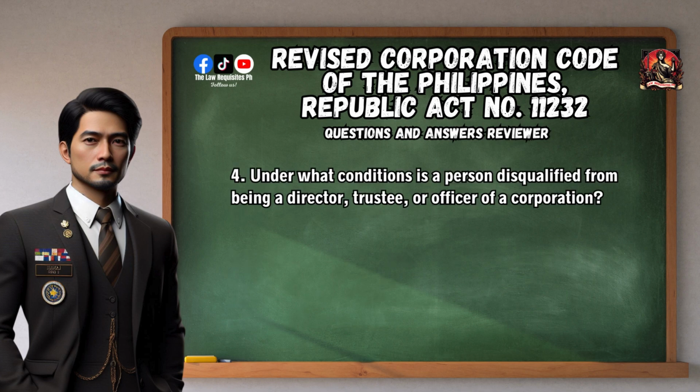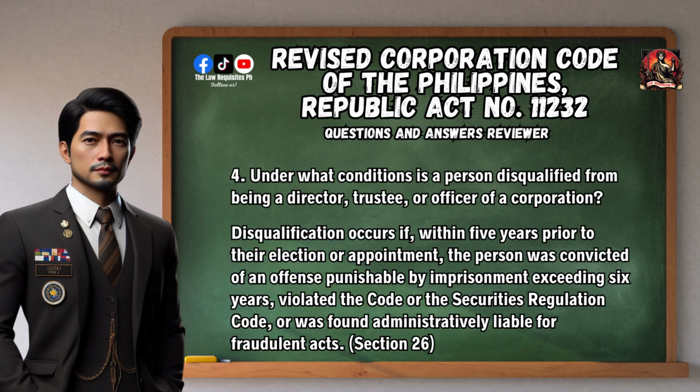4. Under what conditions is a person disqualified from being a director, trustee, or officer of a corporation? Disqualification occurs if, within 5 years prior to their election or appointment, the person was convicted of an offense punishable by imprisonment exceeding 6 years, violated the Code or the Securities Regulation Code, or was found administratively liable for fraudulent acts. Section 26.